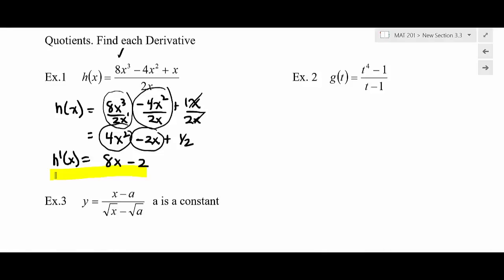At this stage, and even when we learn what's called the quotient rule, you would probably do it this way anyway because it's easier than the quotient rule. Okay? All right? So the next one is kind of the same idea. You cannot just go through and do derivative of top and bottom. You have to simplify. So how do you think you would simplify something like this?